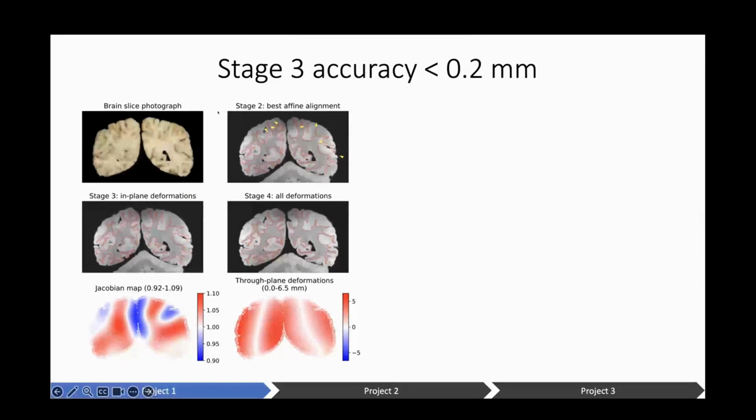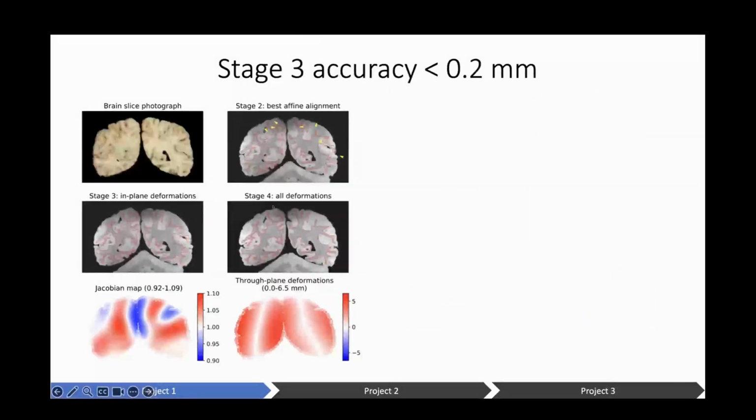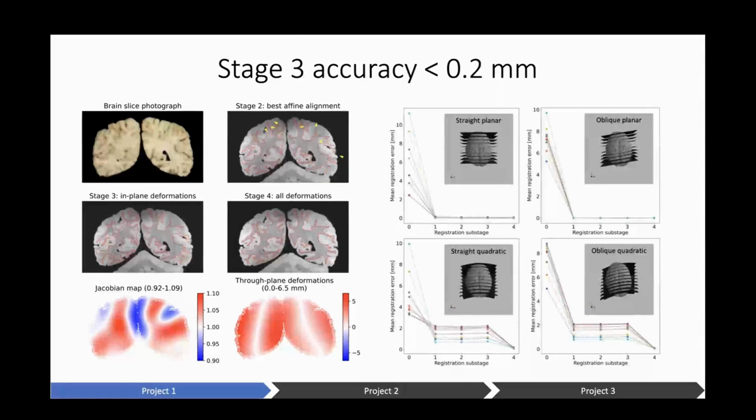So on the left, you can see a slice photograph, which is registered into MRI through the 4 different stages. And if you only look at 4, you can see that the contours of the gray and white matter matched up really closely. And that is up to deformations of 6 millimeter out of plane. So this was a freehand cut through the brain, and there can be big deformations, which this tool can compensate for.